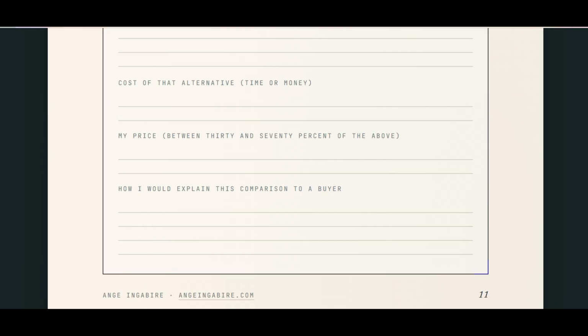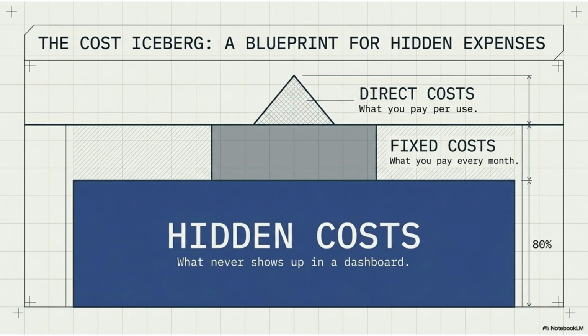So let's get started. Section 1, the true cost structure. The cost structure of an AI product has 3 parts, and most builders are only tracking one of them. 1. Direct costs, what you pay per use. The API call is the most visible cost, and it is also the smallest.